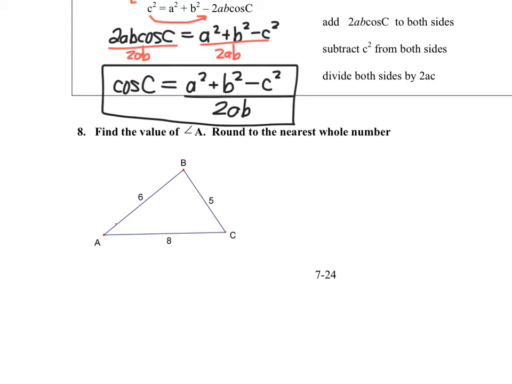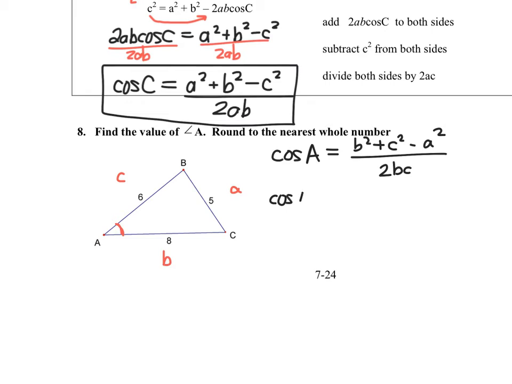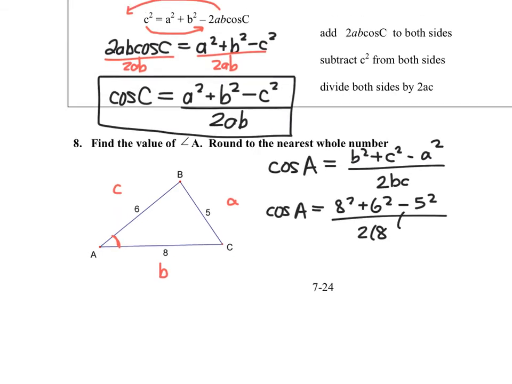So we're looking for angle A. Little a is here, little b is here, little c is here. So my formula has to start with cos A. Now my two sides that are squared and added are going to be the other sides, so B and C squared. And then I'm going to subtract my opposite side squared all over 2BC. So everything's kind of matching. We're just swapping a few things. And now we can plug in what we have. Cos A equals 8 squared plus 6 squared minus 5 squared all over 2 times 8 times 6.